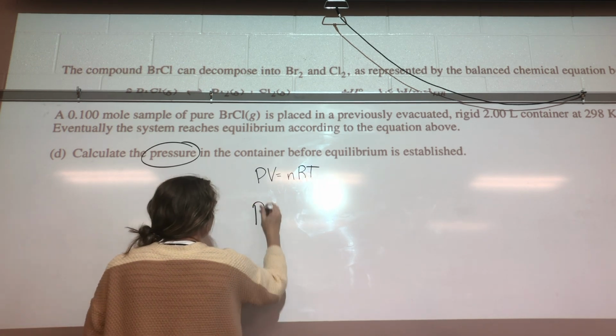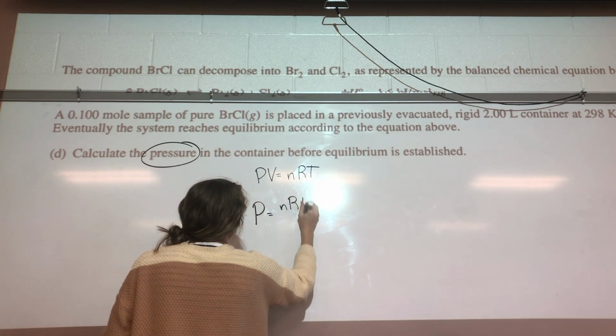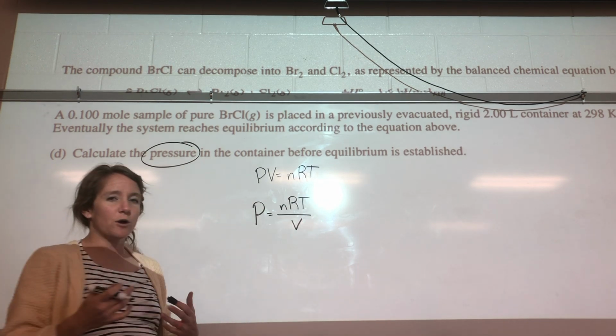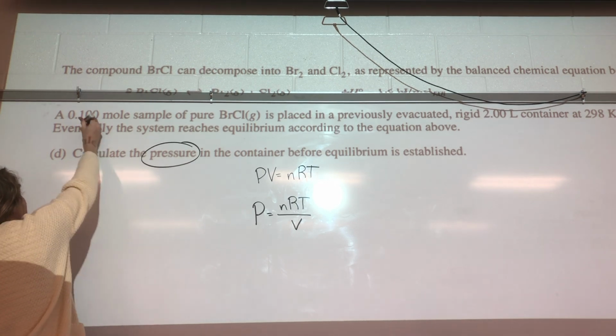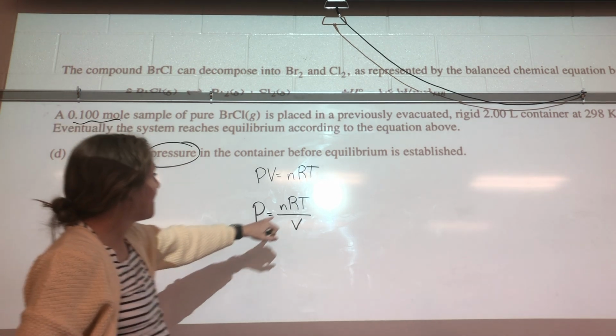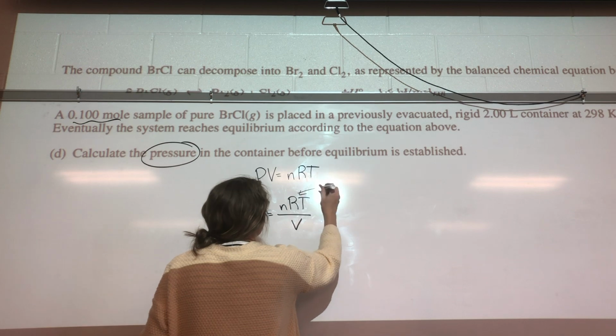Okay, so if I rearrange PV = nRT for just pressure, the way you know if it's going to work is, do you have the information you need? So do I have moles? Yep. Do I have R? Yep, because that's a constant.